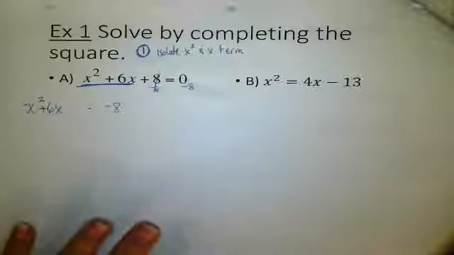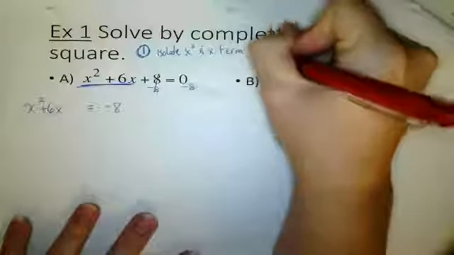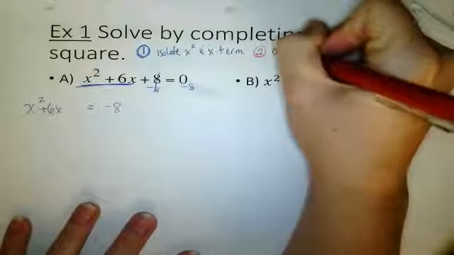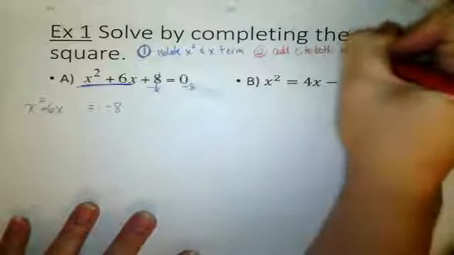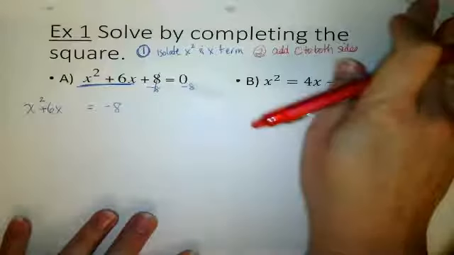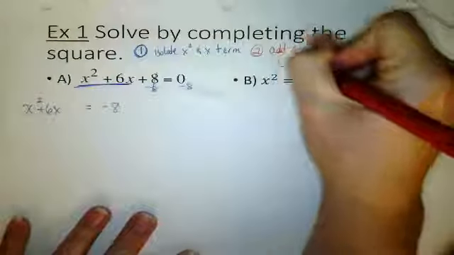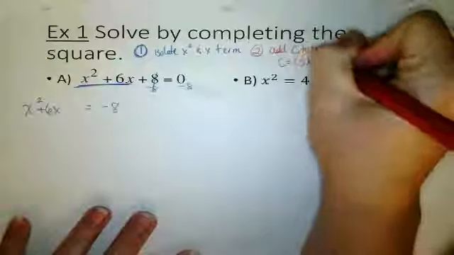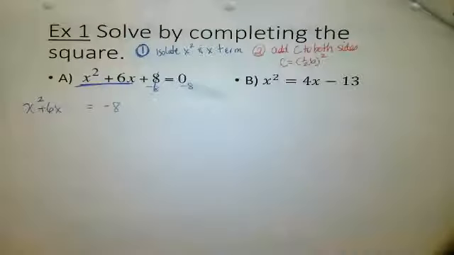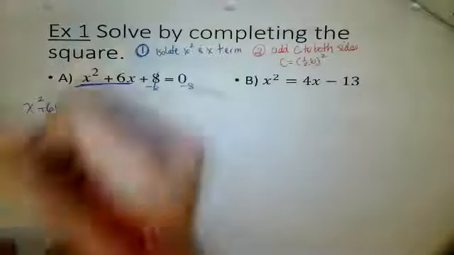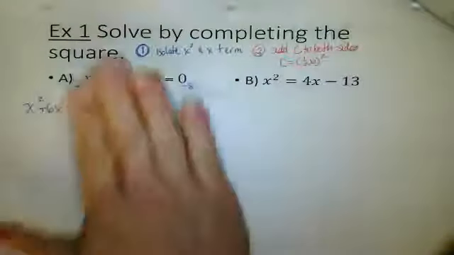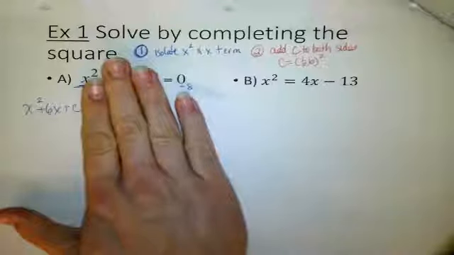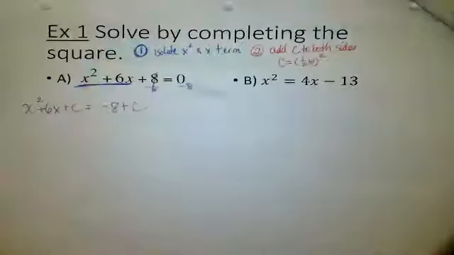Then our second step is to add C to both sides of the equation, both sides of the equals. And remember, C equals 1/2 of B quantity squared. We're going to add C to both sides. So I'm going to go ahead and add that C to both sides. Yesterday, we only had one side of the equation. How come I have to put the C on both sides?